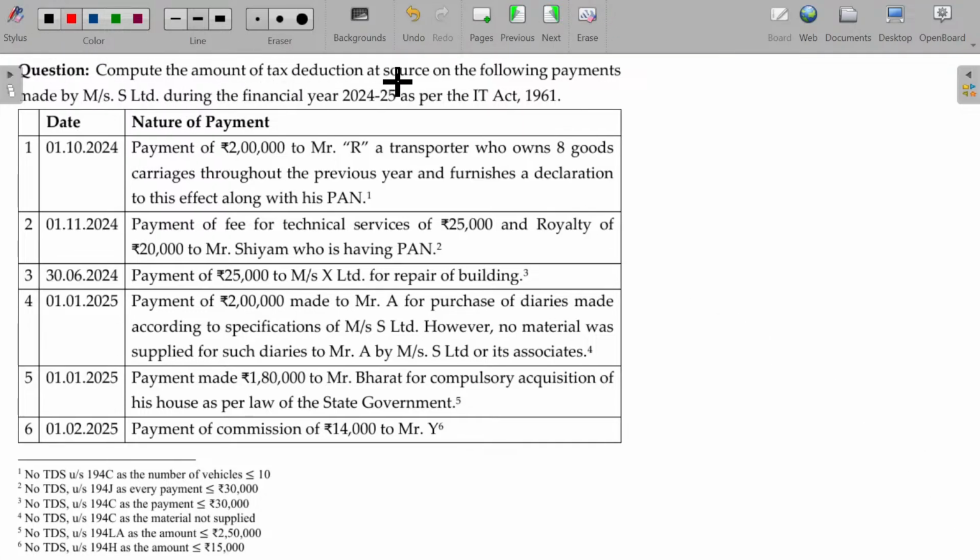Compute the amount of tax deduction at source in the following cases. Payment of rupees 2 lakhs to Mr. R, a transporter. For a transporter, you have to cross-verify whether he is a small transporter or not. He has 8 goods vehicles, so definitely TDS is not applicable. 194C is not applicable as the goods carriages he has are less than or equal to 10 vehicles.